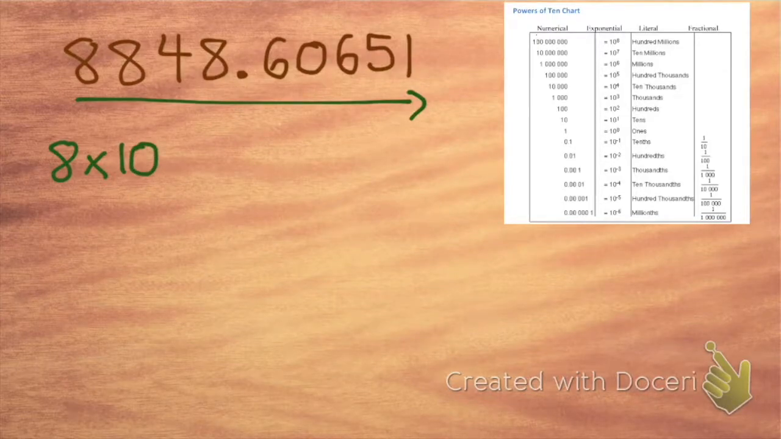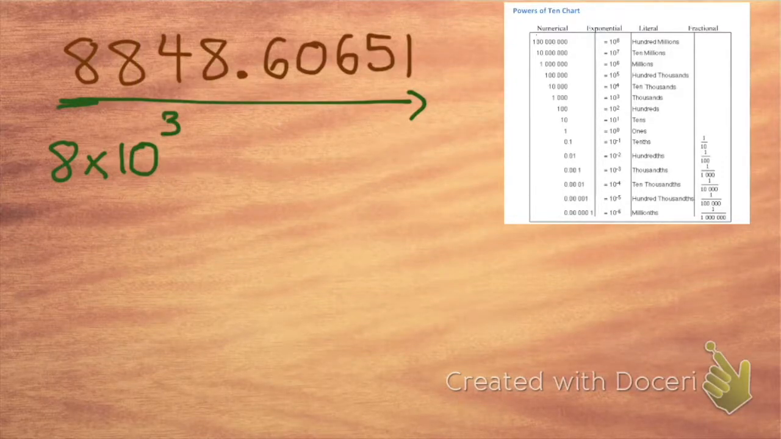So we're going to start writing 8 times 10 to the power. Well, this is here in the thousands column, I apologize, it's in the thousands column. So if I look here, thousands means 10 to the power of 3. But what also helps me out is I know that there are 3 numbers that come after it before the decimal, so it's going to be 10 to the power of 3.